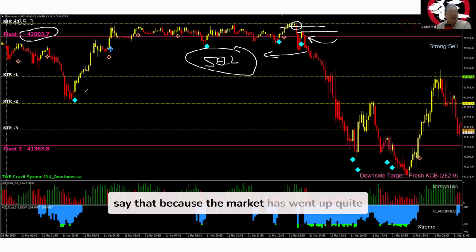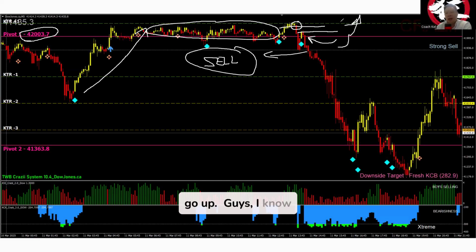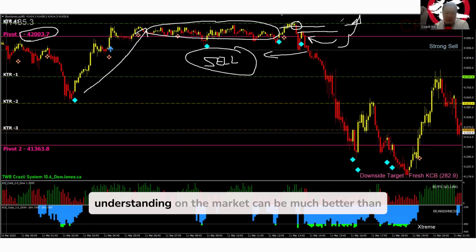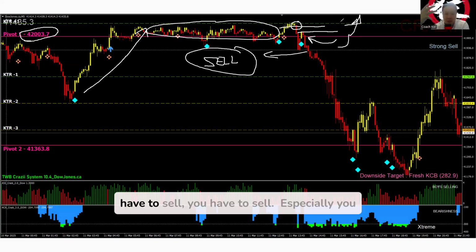They say that because the market has gone up quite a fair bit and the market consolidated quite a bit, so they believe that it's going to go up. Guys, I know that your belief, your understanding of the market can be much better than me, but the thing is this: as a technical trader, when it's below OP, you just have to sell. Especially you see on top, there were diamonds on top.